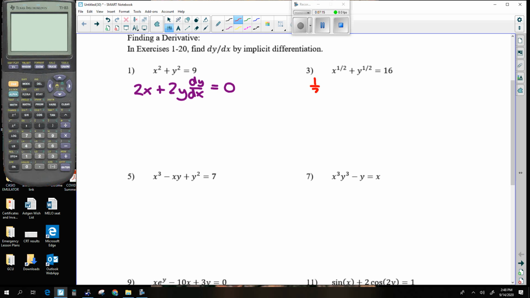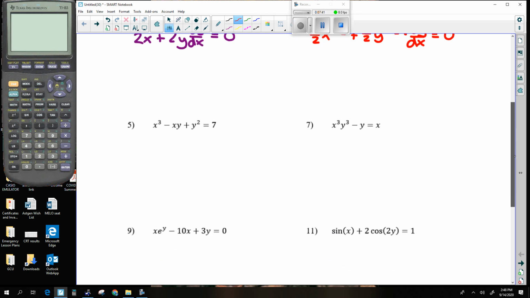So this next one is 1/2 x to the negative 1/2 plus 1/2 y to the negative 1/2. But because I just took that of a y, that's dy dx, is equal to 16. Or excuse me, not 16. Derivative of 16 is 0. Sorry. So you take the derivative of the x, the y, and the 16.